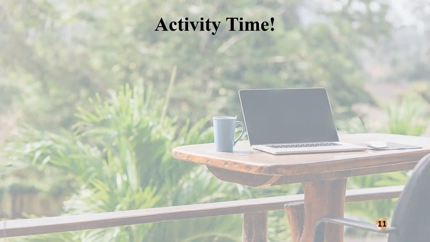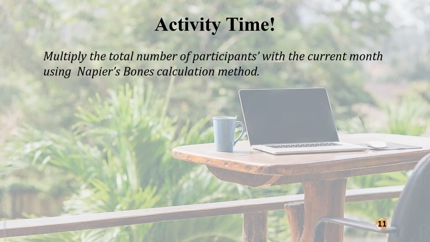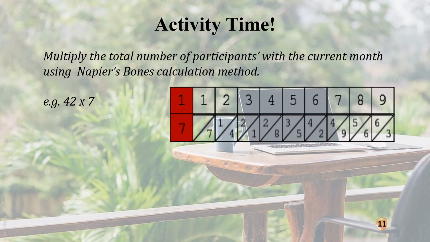Okay, now it's activity time. You have to multiply the total number of participants with the current month using the Napier's Bones calculation method. Number of participants means the students we have of class 8, A and B in our class. For example, we have 60 students. So I am giving you the example with the number 42, and 7 is the current month, that is the 7th month, July. So how to do the calculation using Napier's Bones?